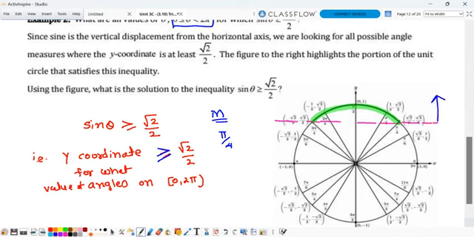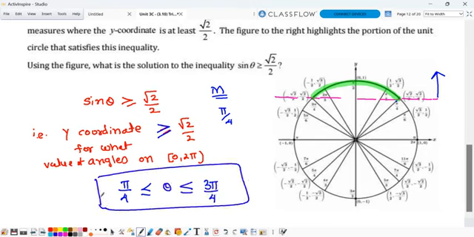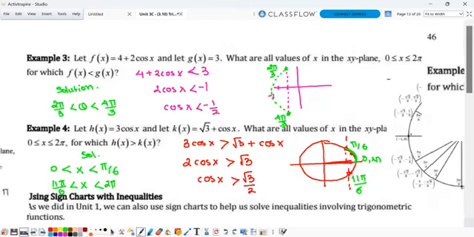So how do we write the solution? Solution is pi over 4, including, check the sign, theta and 3 pi over 4. This is your solution. Expect a multiple choice question something like this, but again, this is a very simple one. Sometimes you have to consider more than one factor. So let's take a look at the other questions.